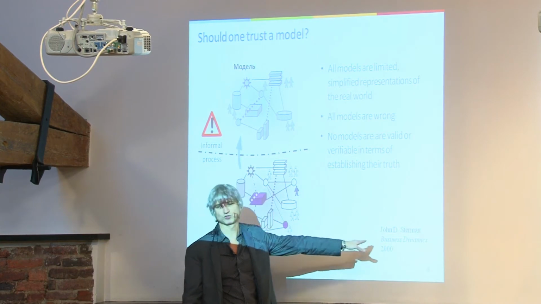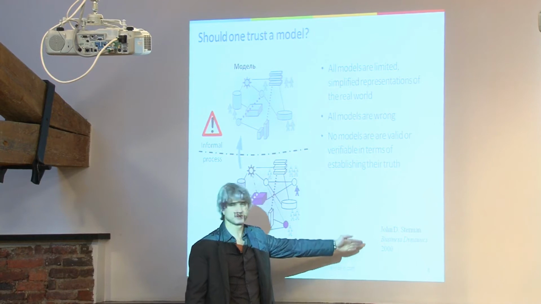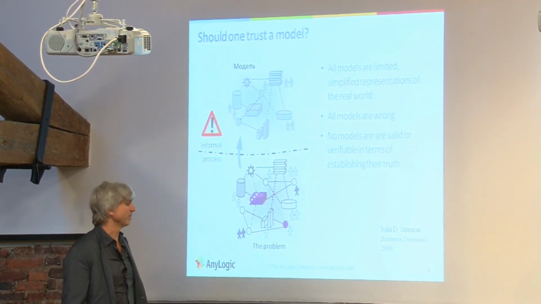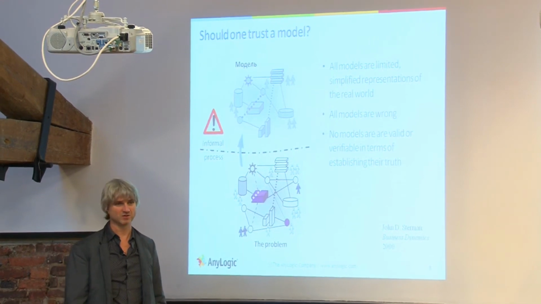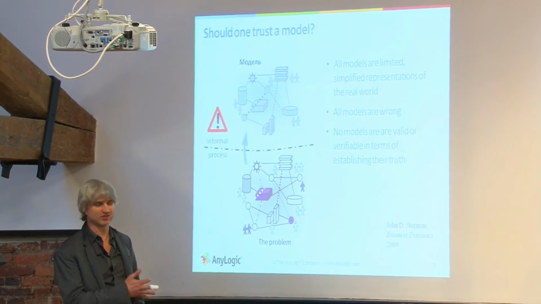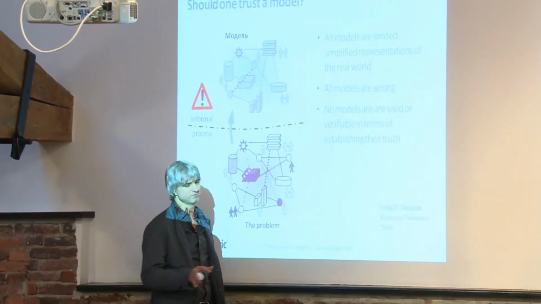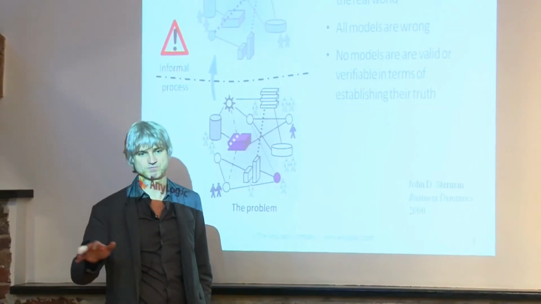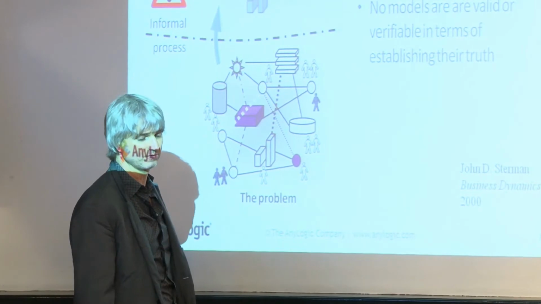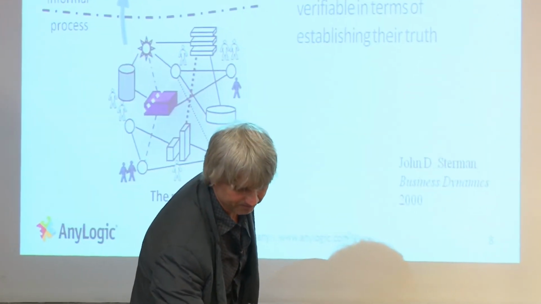By the way, these are direct quotations from John Sterman, and I recommend this book. It's called Business Dynamics, a famous book by John Sterman. It's probably one of the best books on modeling in general. The technology used there is called system dynamics, which may not be directly applicable to your problems, but the general philosophy of modeling is very well described there.